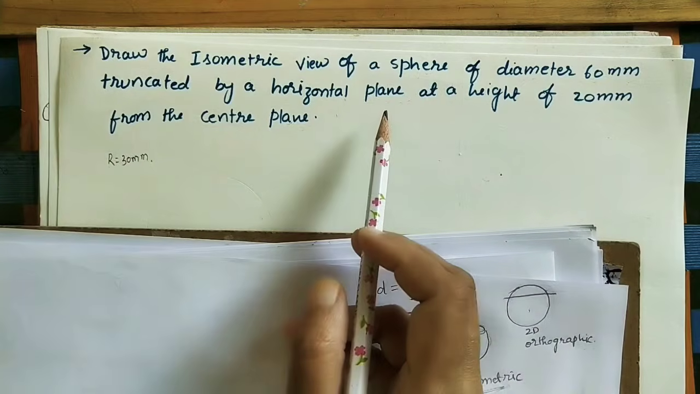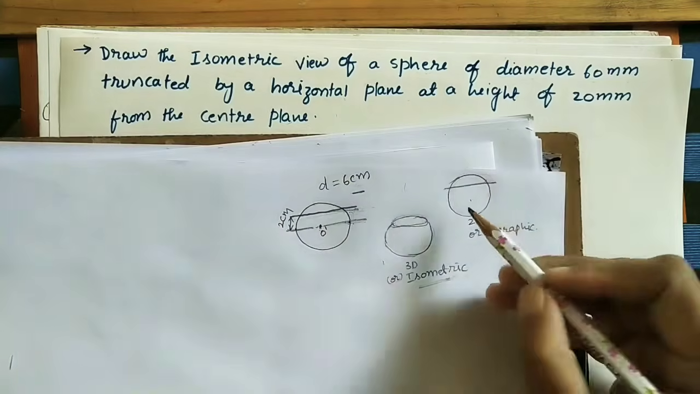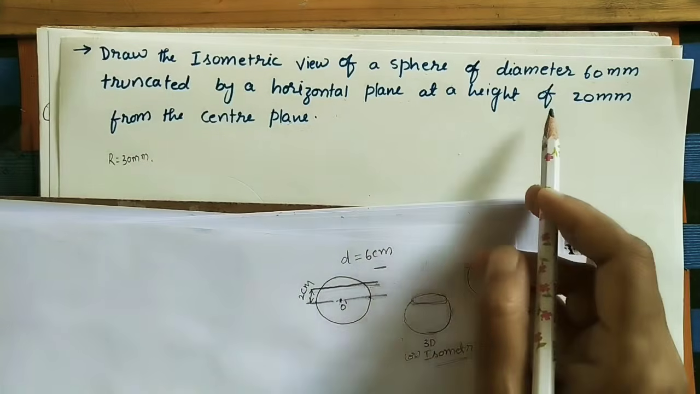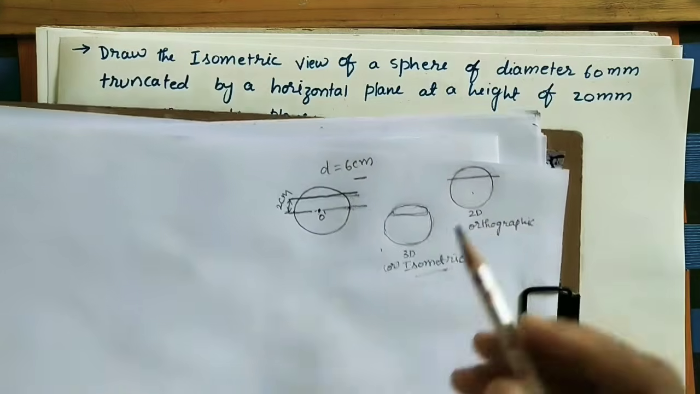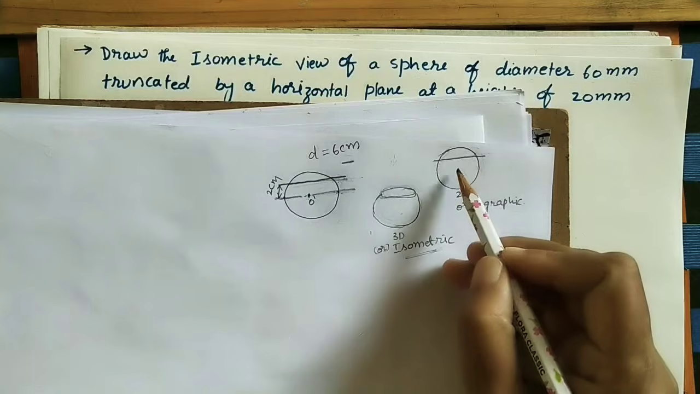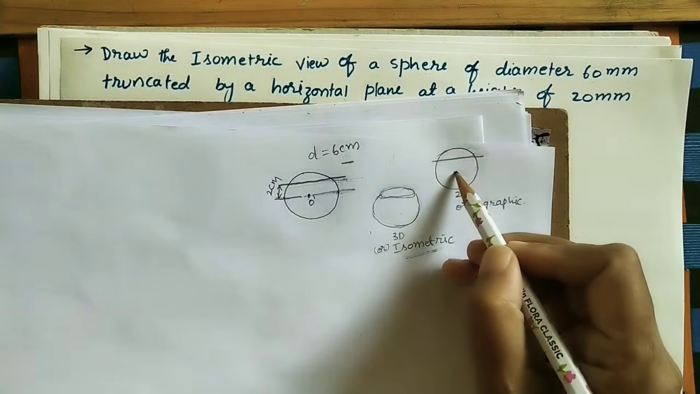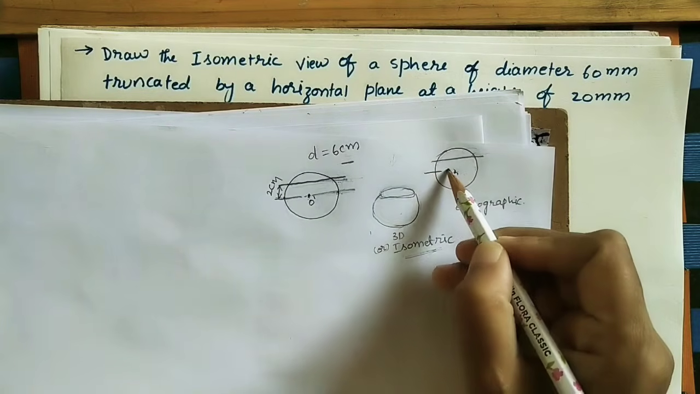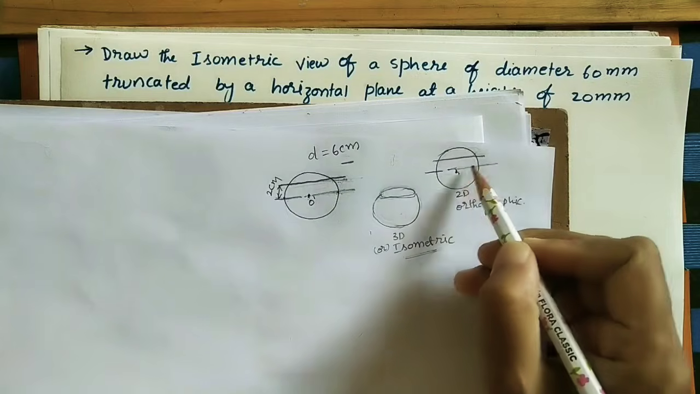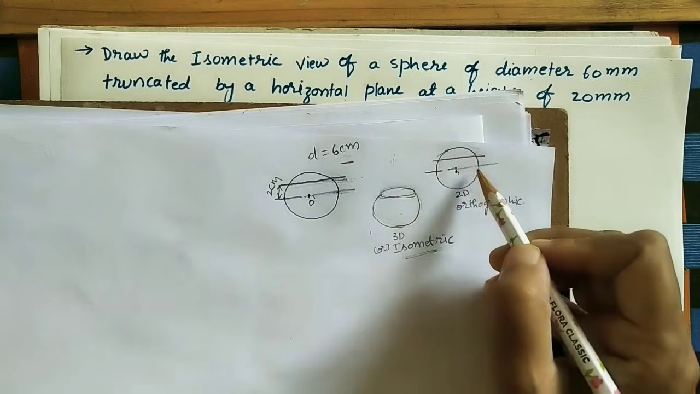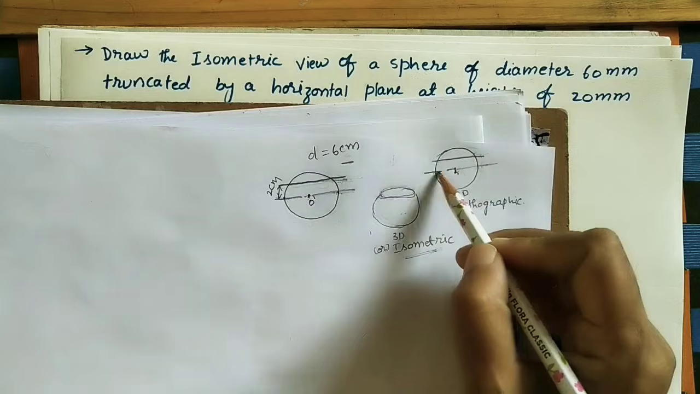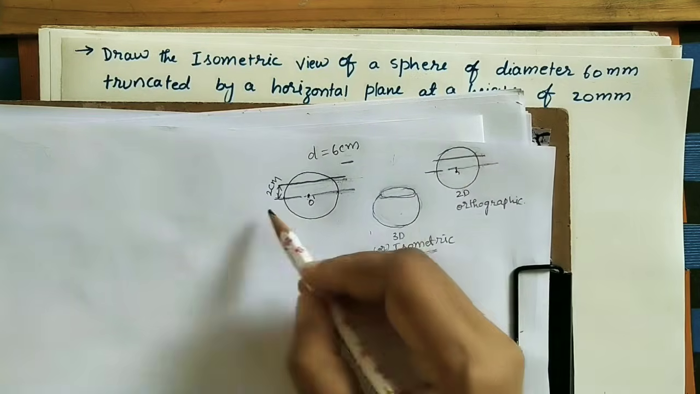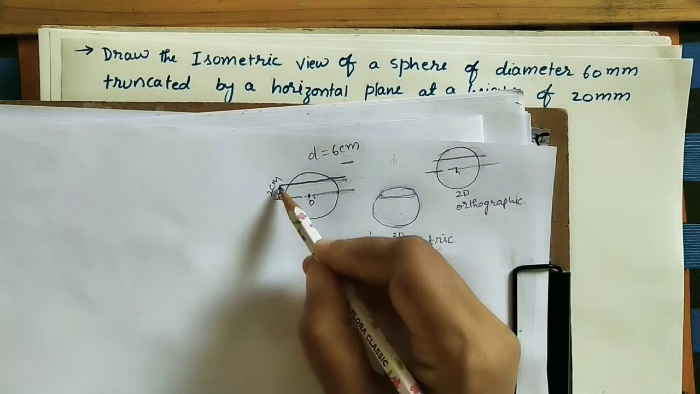Truncated by a horizontal plane. So it is cut by one horizontal plane at a height of 20 mm from the center plane. The center plane is the plane which is passing through the center. Let us assume this is the center plane. It is the center of the sphere. So 20 mm from the center plane. This gap is 20 mm. Here I have written 20 mm or 2 centimeter.